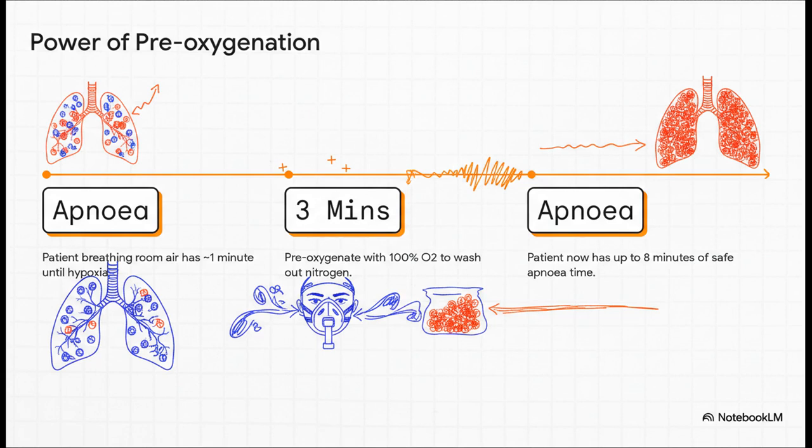They have a little bit of oxygen in their lungs, and you've got maybe a minute before their sats start to drop. But if you take just 3 minutes to pre-oxygenate, you wash out all that useless nitrogen, and you fill up that lung reservoir with pure O2. You've just bought yourself up to 8 minutes of safe apnea time. That is physiology in action, saving lives.